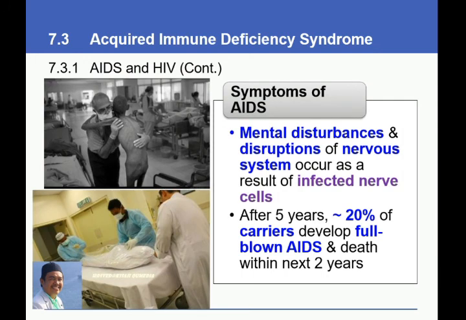Mental disturbances and destruction of the nervous system will occur as a result of infected nerve cells. After 5 years, 20% of carriers develop full-blown AIDS and death within the next 2 years.